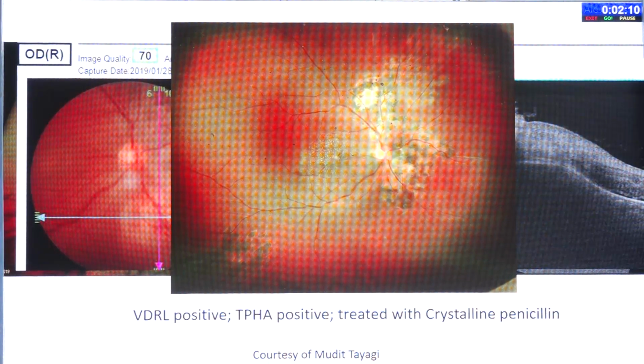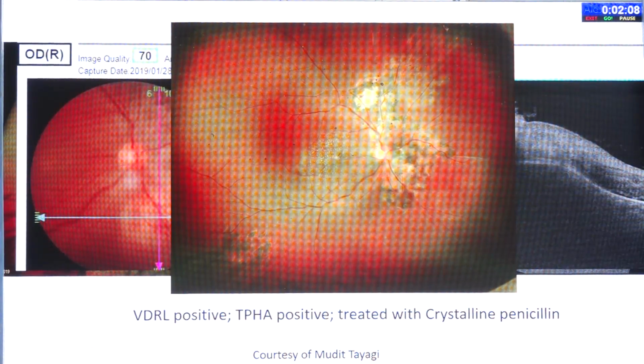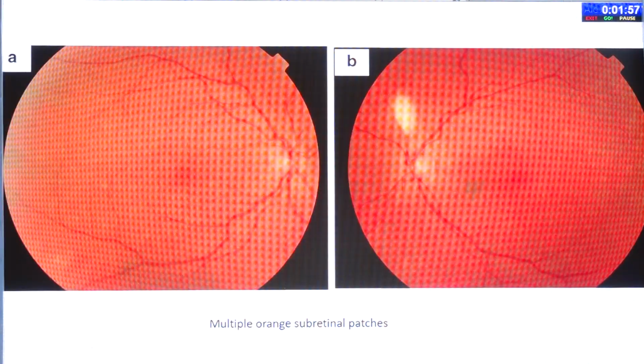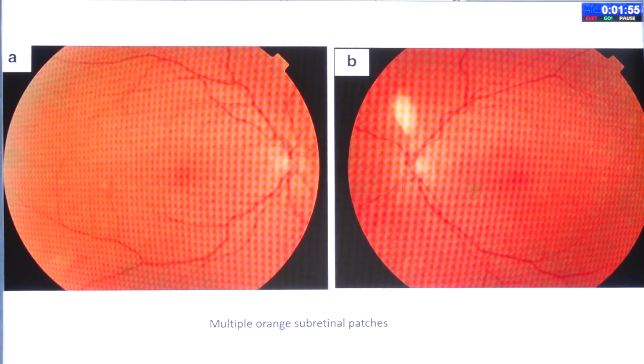So syphilis, as I said in the beginning, can produce pigmentary lesions, which are like salt and pepper, but this could be just an example of how syphilis can mimic almost everything in the eye.